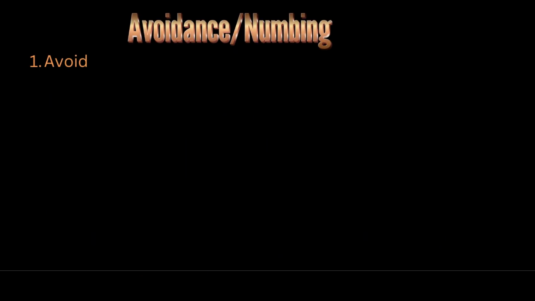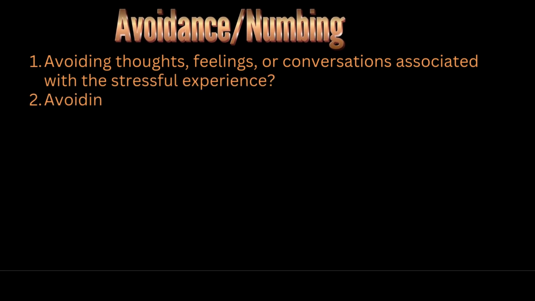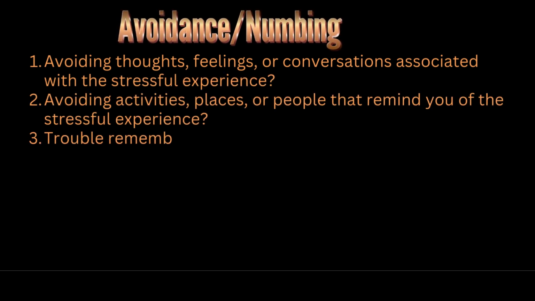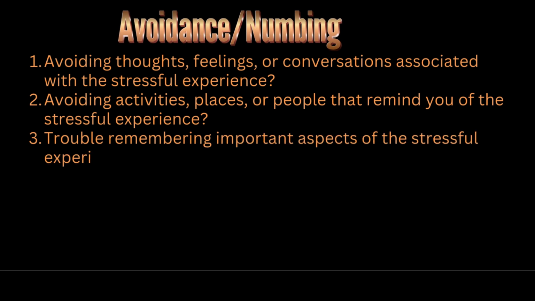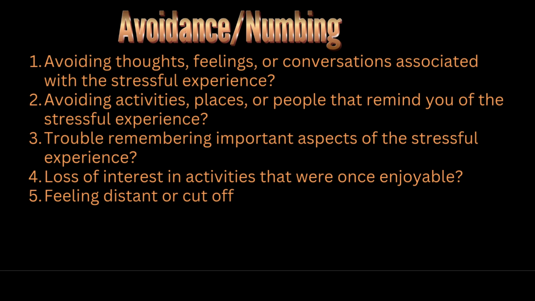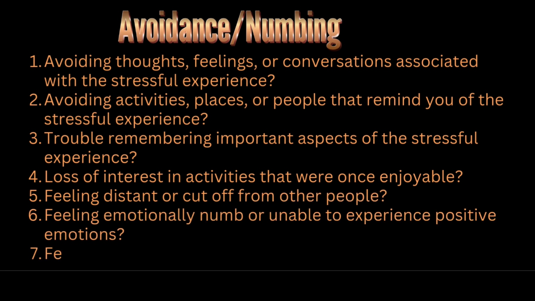The next 7 observed indicators load onto the avoidance latent construct, and this includes avoiding thoughts, avoiding activities, trouble remembering important aspects, loss of interest in activities, feeling distant or cut off, feeling emotionally numb, and feeling as if your future will be cut short.